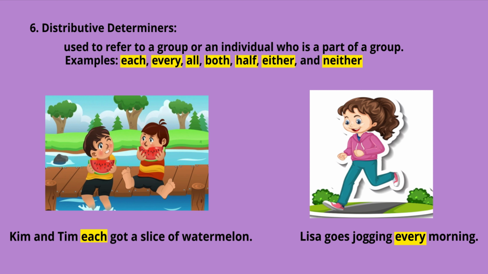In the second image, what do you see? You see a girl jogging, right? Lisa goes jogging every morning. So "every" here would be the distributive determiner.